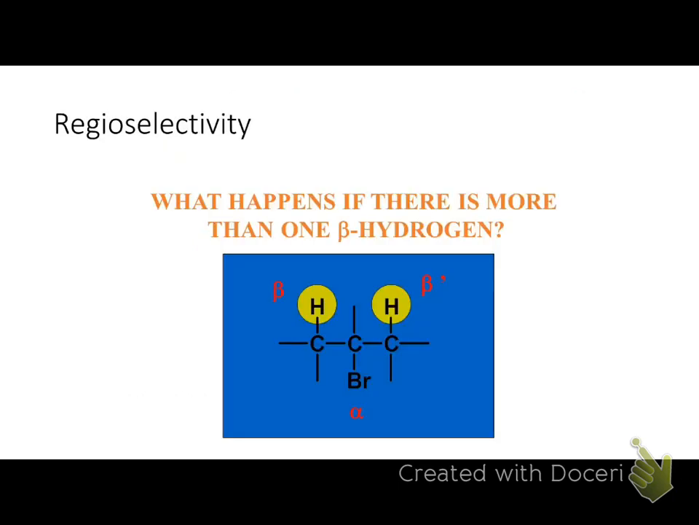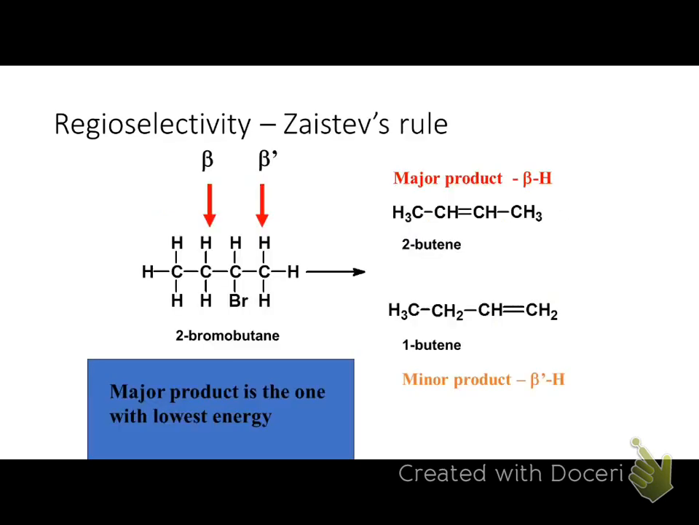What happens when there's more, right? That's exactly what we were covering just now. We follow something called Zaitsev's rule. We say that the reaction in this case is regioselective. Which one of those is going to be the major product, right? It is the elimination of the hydrogen here rather than the hydrogen here, because there's more substitution in the product when you eliminate there. So in other words, you can form two products.